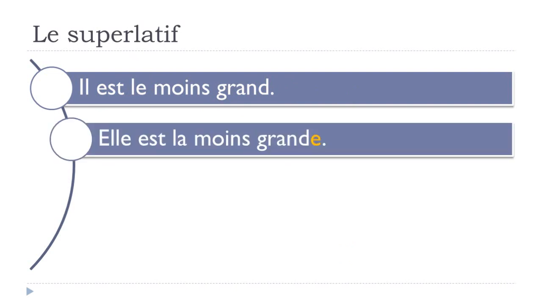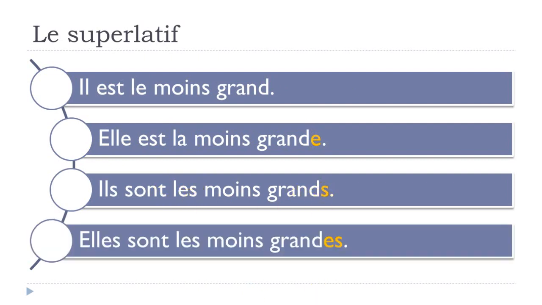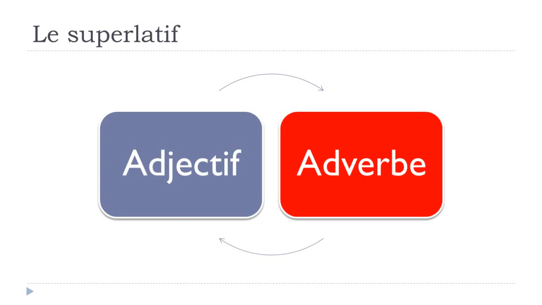Elle est la moins grande. Okay, keep in mind that you will have to put the feminine form of the adjective here, so you will put this grande because the subject is feminine. Okay, ils sont les moins grands. For the plural, les, and then s at the end of your adjective. Elles sont les moins grandes, so les for the plural, and then s at the end of your adjective for the feminine plural form.